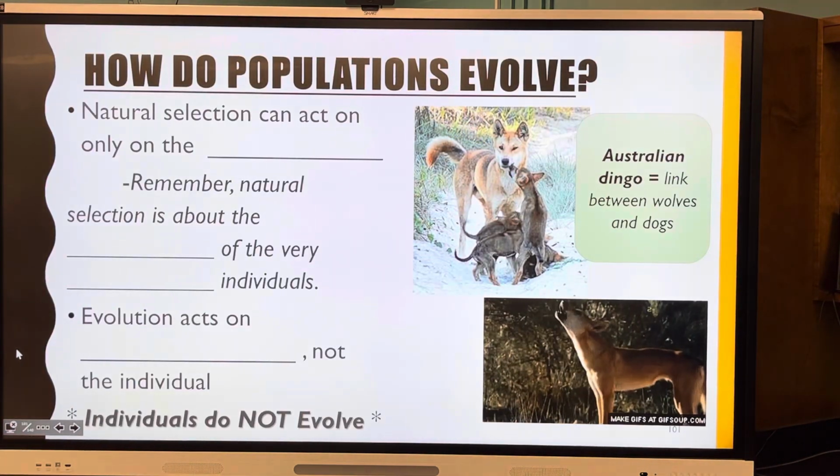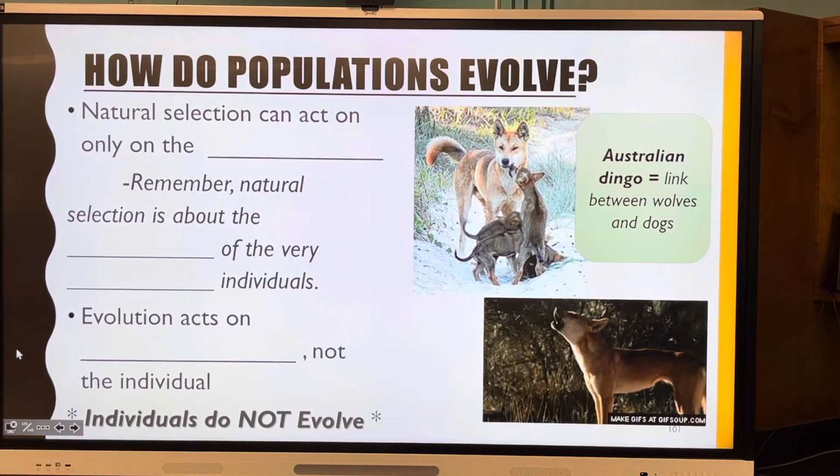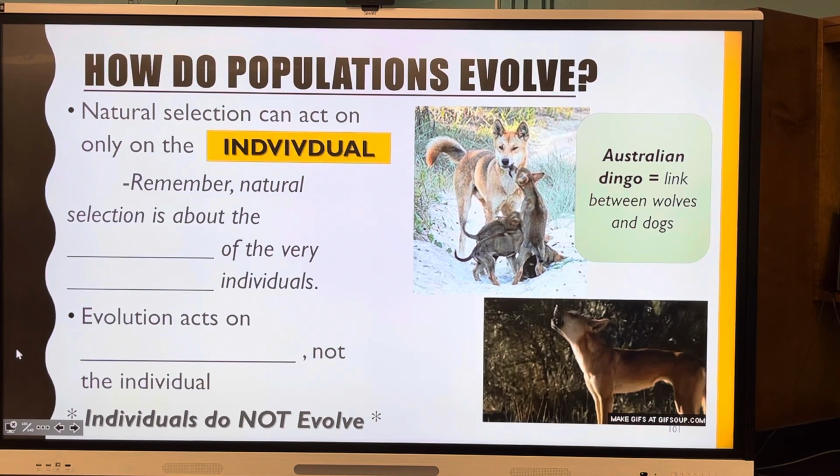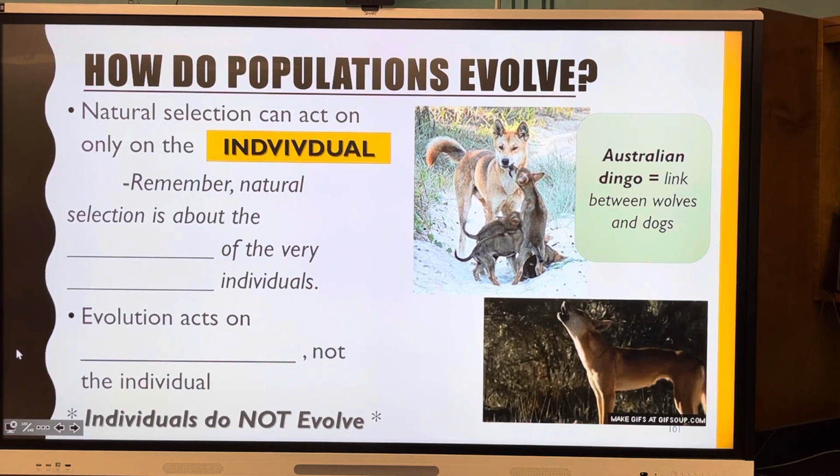So how do populations evolve? A whole population. And natural selection can act on only the individual, okay?